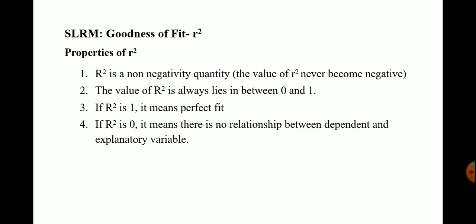And this R square value is non-negative. It can be 0, it can be 1, or it can be in between 0 and 1, but it will never become negative. The R square value always lies between 0 and 1. 1 means perfect fit, and 0 means what? Not even a single percentage of the variation in the dependent variable can be explained by these independent variables. Yes, so that's all about the R square.